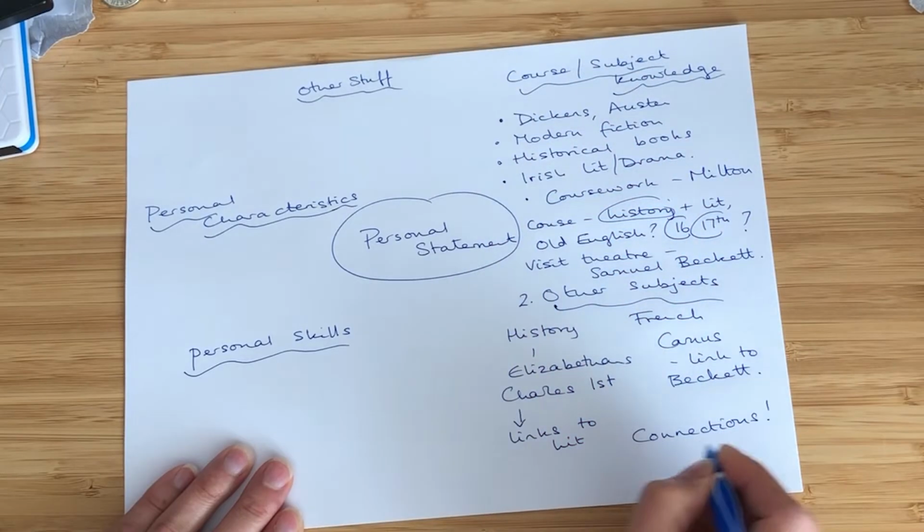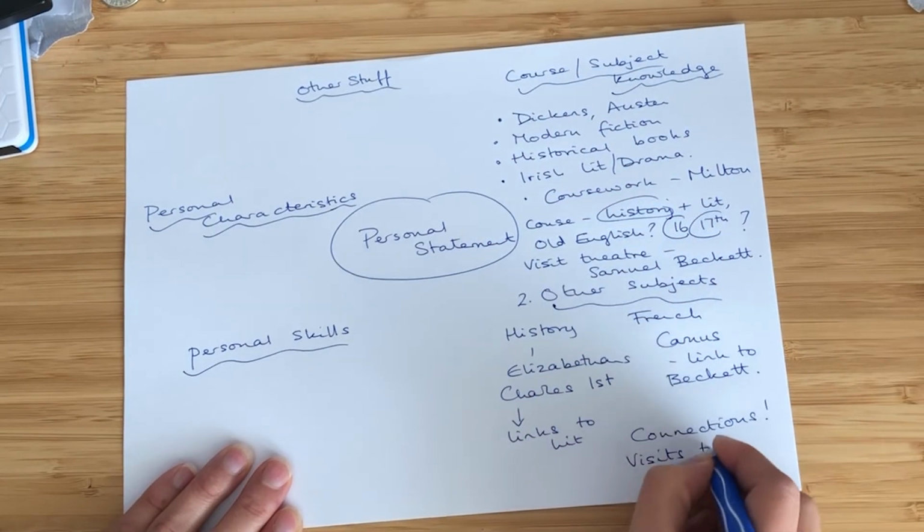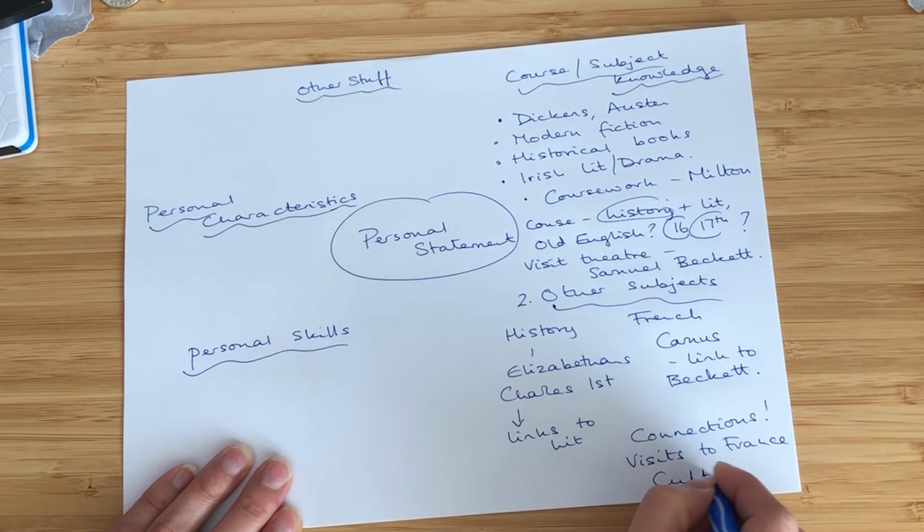I also might want to talk about my fluency in French and maybe that I've enjoyed visiting France and appreciate French culture there. So you can see that my other subjects, I'm kind of crossing over skills. I might want to talk about looking at sources in history, types of sources I've looked at, and maybe some letters from the period, etc.